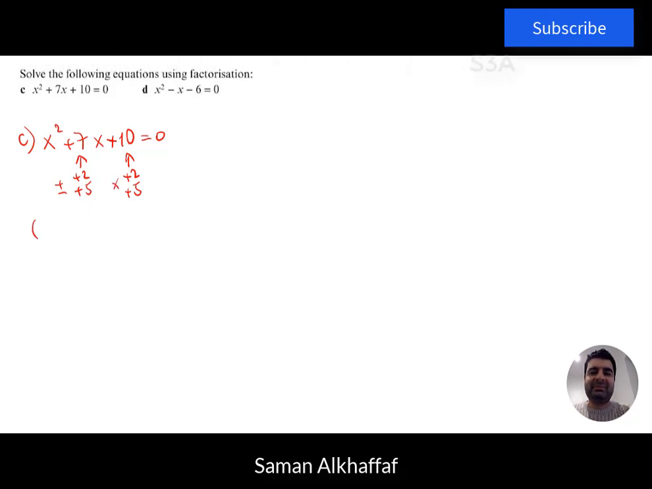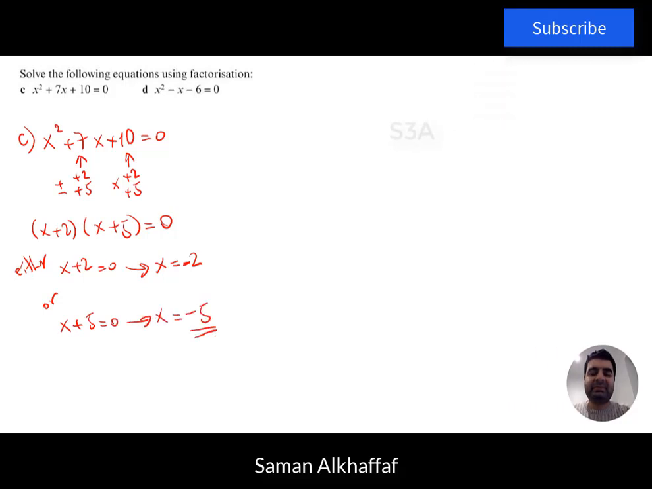So the brackets will be x plus 2 and x plus 5, and we have completely factorized them, and we will equate each bracket to 0 to find the values of x. So we'll have either x plus 2 equals 0, so that will give us x equal minus 2, or x plus 5 equal to 0, so that will give us the second value of x being minus 5. So the values of x will be minus 2 and minus 5.